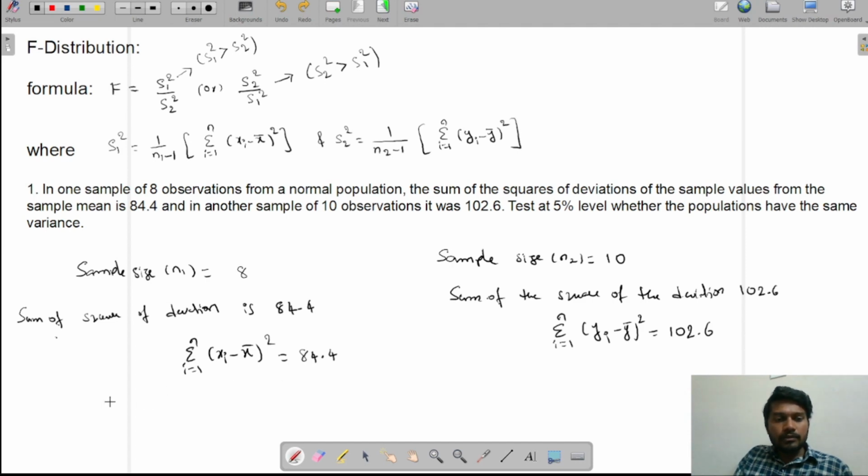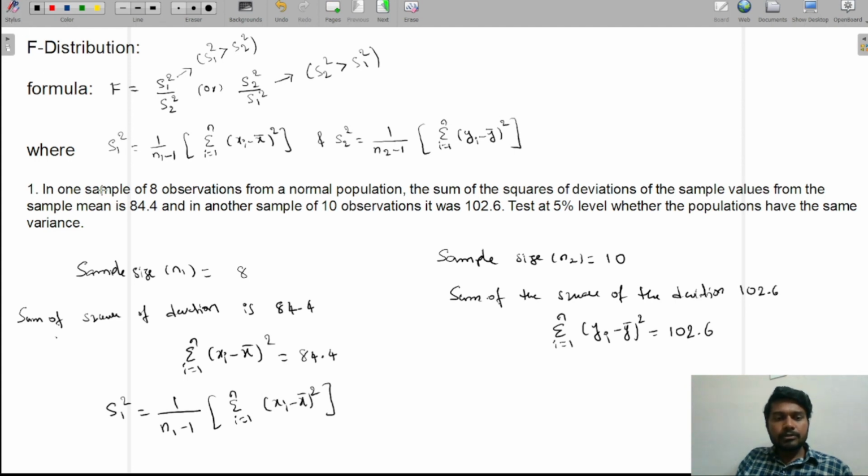Coming to the formula, S1 square is equal to 1 by n1 minus 1 of summation i equal to 1 to n of xi minus x bar whole square. So by substituting the values here, 1 by n1, n1 is nothing but 8.